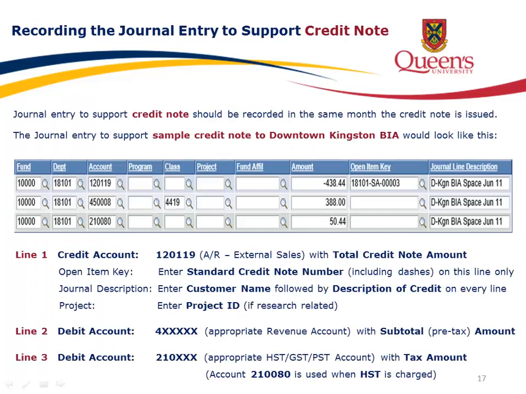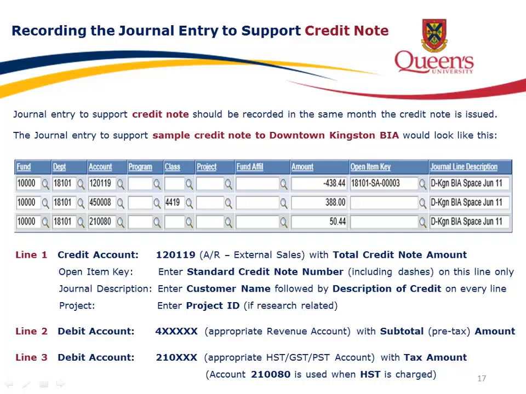Recording credit notes by way of a journal entry works the same way as recording the original invoice. All of the same chart field strings are used. The only difference will be the entry to the receivable account line item will be a credit rather than a debit. The entry posted to the revenue and tax line will be debits instead of credits. Using our Downtown Business Association example, the journal entry to support the sample invoice would look like this.